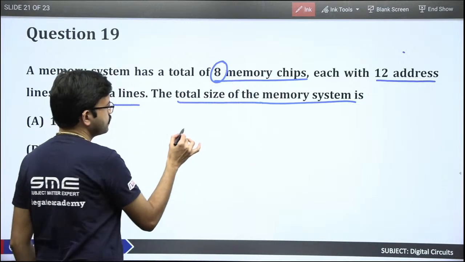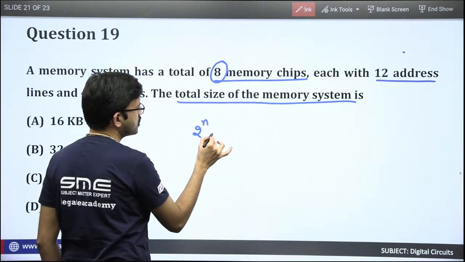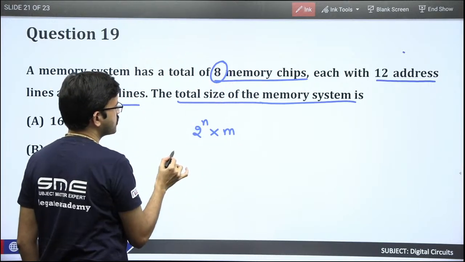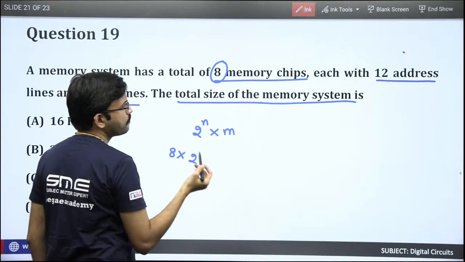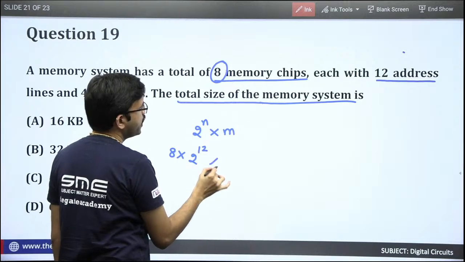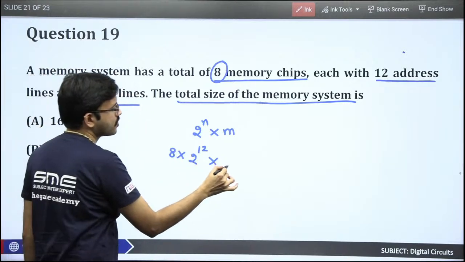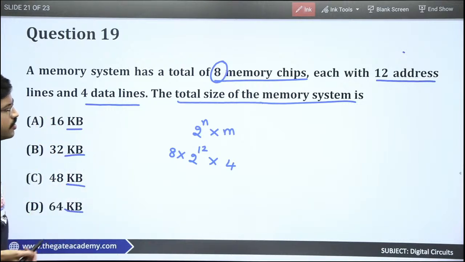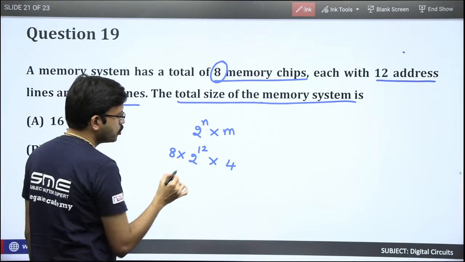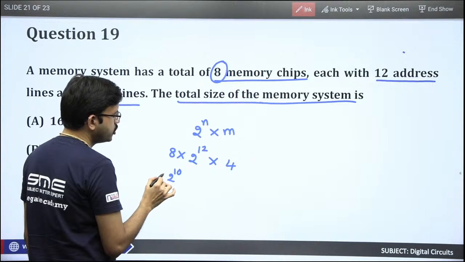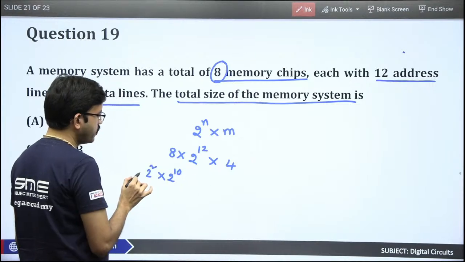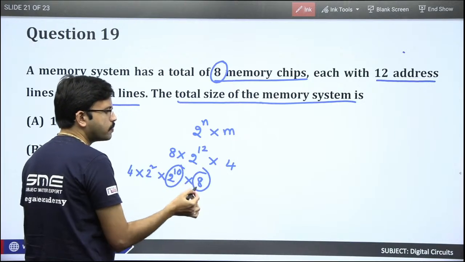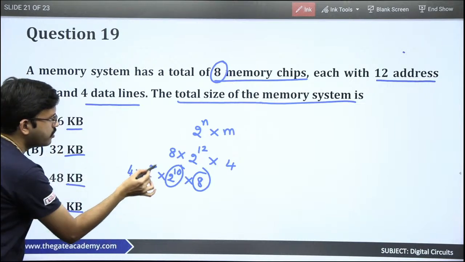See here, whenever you are supposed to find the memory capacity, the standard formula is 2 power n by m. But here you are having like that 8 memory chips. So 8 into 2 power, here number of address lines are 12 and number of data lines are 4. And here if you observe all the choices in terms of kilobyte, okay. So this one I will rearrange. 2 power 12 I will write as 2 power 10 into 2 square, and here we are having 4 and this 8 I am writing here. 2 power 10 is nothing but kilo, group of 8 bits is nothing but byte. Okay. So here 4 into 4 is 16.